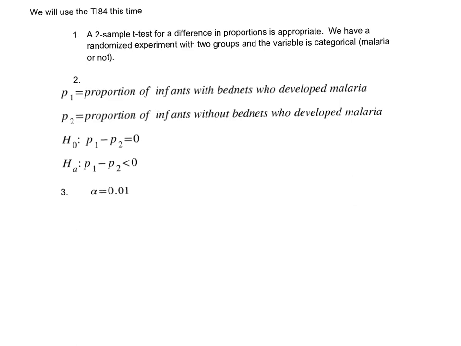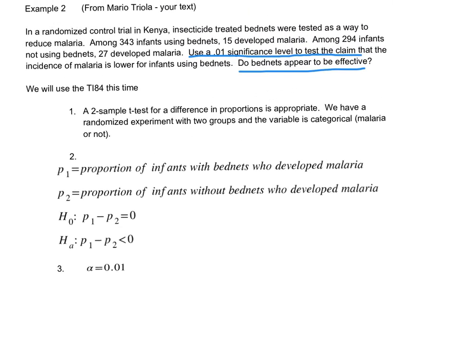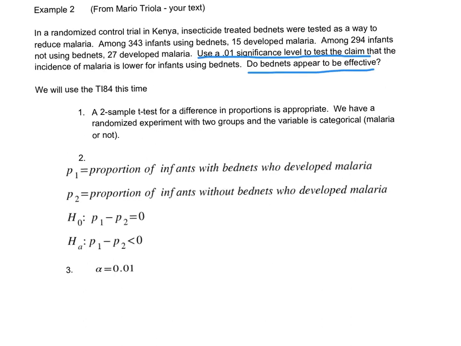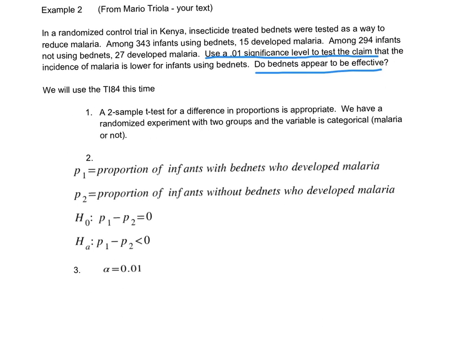And in this case, I want to go back to the wording here. All it asks, test the claim that the incidence of malaria is lower. Oh, I guess it stated it pretty definitively there. The incidence of malaria is lower for infants using bed nets. Okay, so you do have to be careful here, and this is why it's important to state your parameters, because which one are we subtracting? Is the way we're subtracting going to result in a positive or a negative number, depending on our alternative hypothesis?